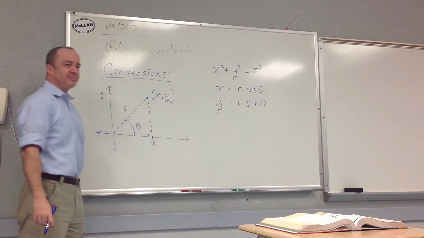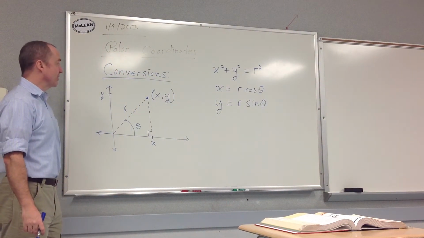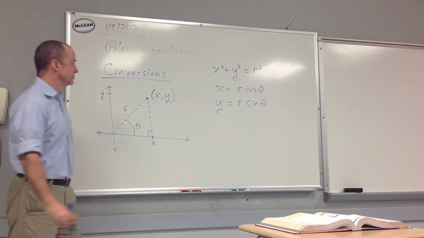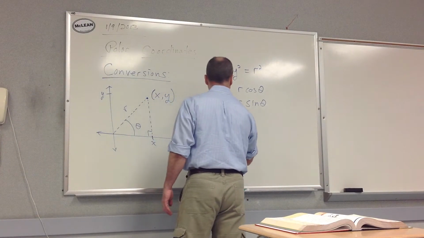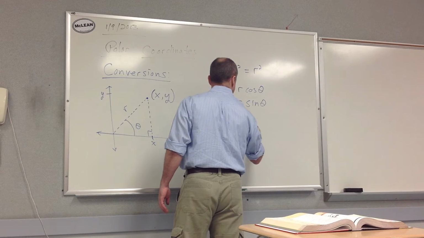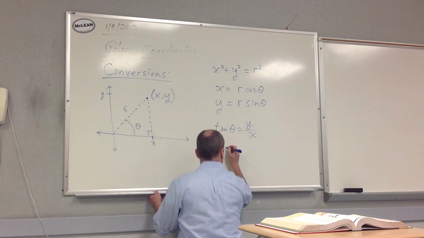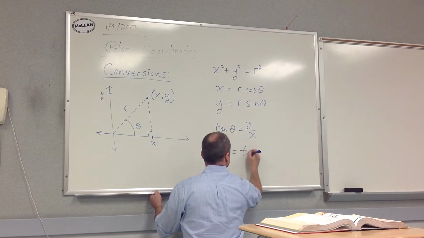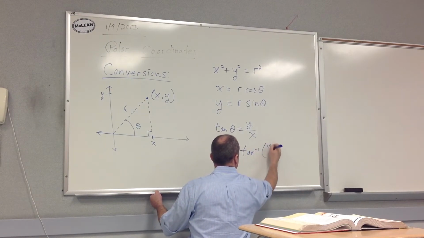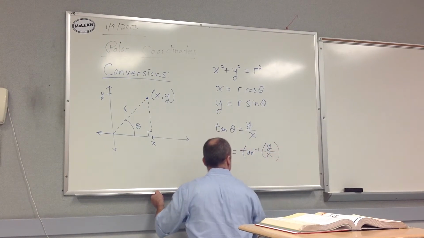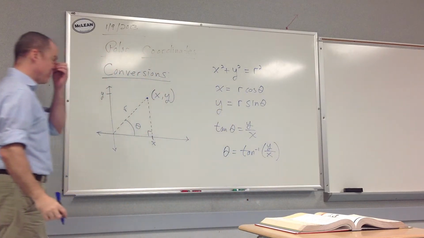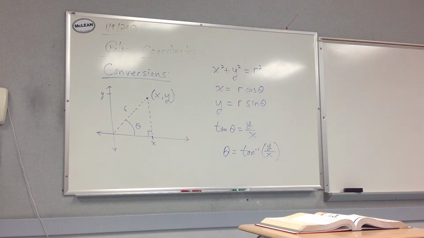These are the biggies. A couple of them that show up less often: the tangent of theta is always y over x, which also tells us that theta is the inverse tangent of y over x. These should get us through just about anything.